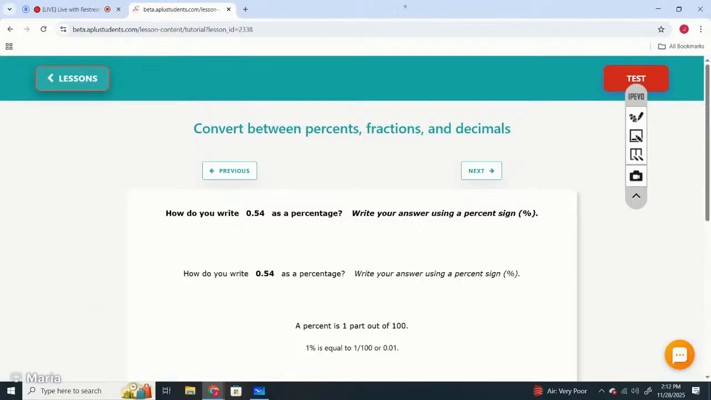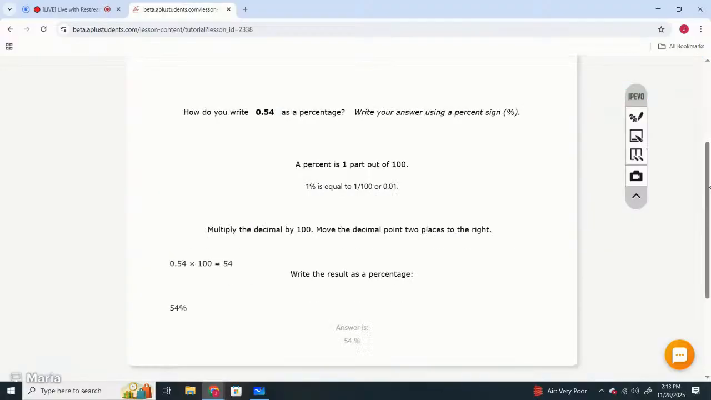How do you write 0.54 as a percentage? So we need to learn how we write 0.54. 0.54 means the number is in decimal form, right? So basically we are going to learn how to convert from decimal to percentage, right? So 0.54, just multiply the decimal by 100. So 0.54 times 100 is 54%, right?